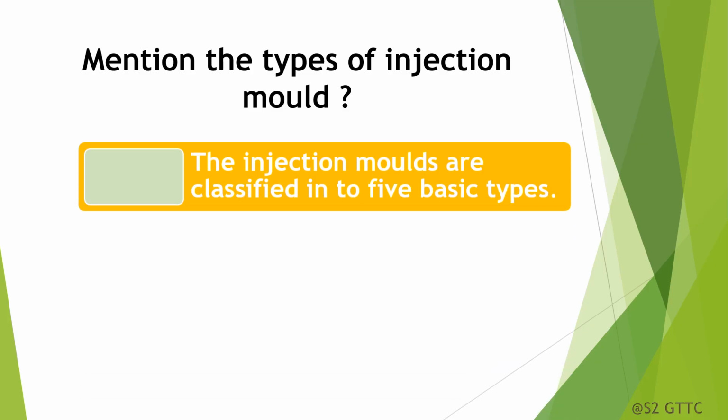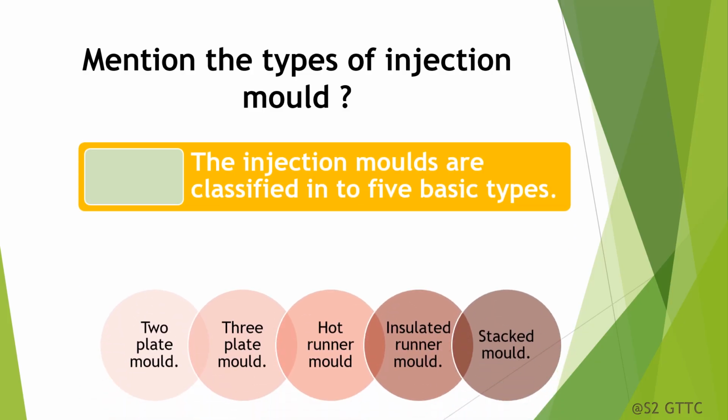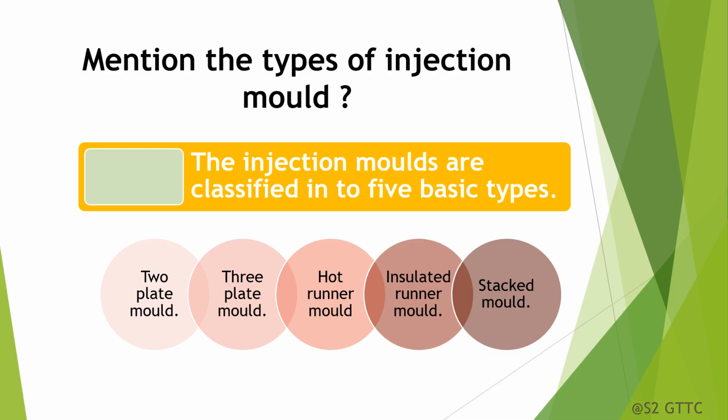Mention the types of injection mold. The injection molds are classified into 5 basic types. One is 2-plate mold, second one is 3-plate mold, third one is hot runner mold, fourth one is insulated runner mold, fifth one is stacked mold.